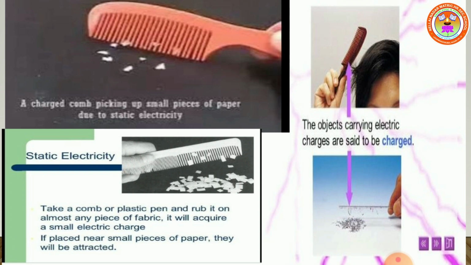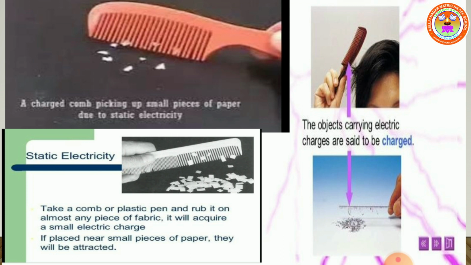Now comb your dry hair and place the comb near them. What do you observe? You can see that the paper pieces are now attracted by the comb. How is it possible? Objects carrying electric charges are said to be charged. A charged comb picks up small pieces of paper due to static electricity.